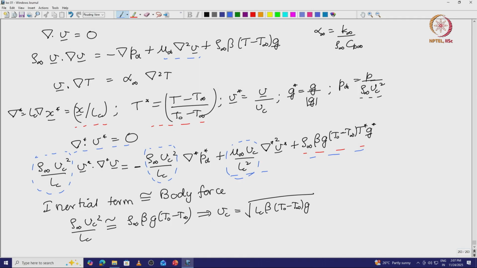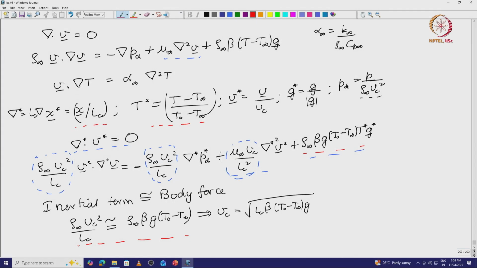So, the body force has to appear in the dominant balance because that is what is driving the flow. You can either scale the inertial term with the body force or you could scale the viscous term with the body force. That gives you the value for the characteristic velocity. Rho infinity V c square by L c multiplying the inertial term goes as rho infinity beta g into T naught minus T infinity. Therefore, the velocity goes as the square root of L c beta into T naught minus T infinity into g.